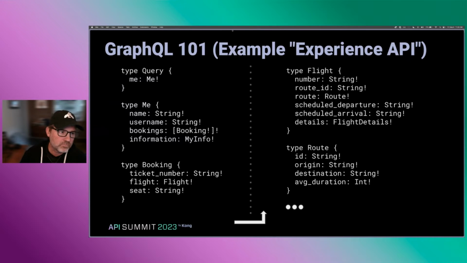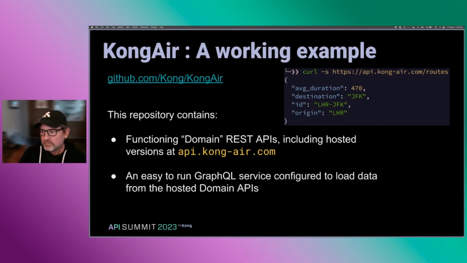So let's get into some real world example here. I've built a working example called Kong Air. You can find this on GitHub here. The repository contains functioning domain REST APIs, including some hosted versions at an address api.kong-air.com. I've built an easy to run GraphQL service, which is configured to load the data from these hosted domain APIs. So this allows us to quickly, which we'll do today, boot up a GraphQL service and explore it.